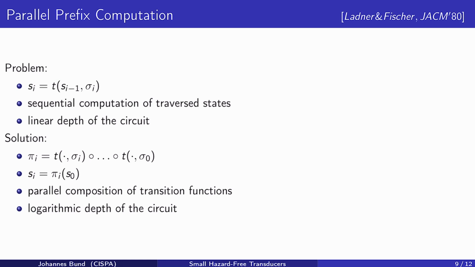Instead of applying the transition function one by one on each new state, the transition functions are composed together to function pi_i. Pi_i then is applied to the starting state s_0. As function composition is associative, all pi_i can be computed by a circuit with logarithmic depth.